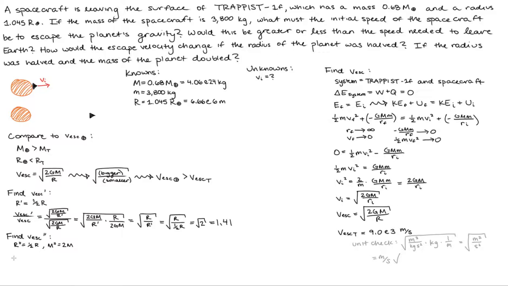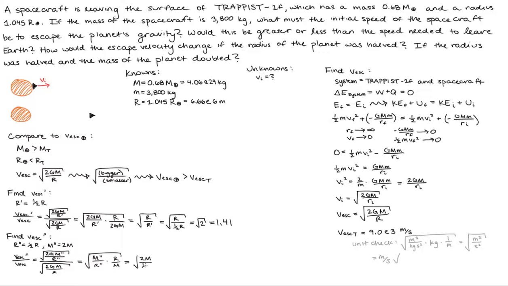Now we will find how the escape velocity would change if the radius were halved and the mass doubled. The ratio of v escape double prime to the original escape velocity is given by the square root of 2GM double prime over r double prime all over the square root of 2GM over r. Once again, bringing everything inside the same radical and multiplying by the reciprocal of the denominator, we find that everything except the mass and the radii cancels.